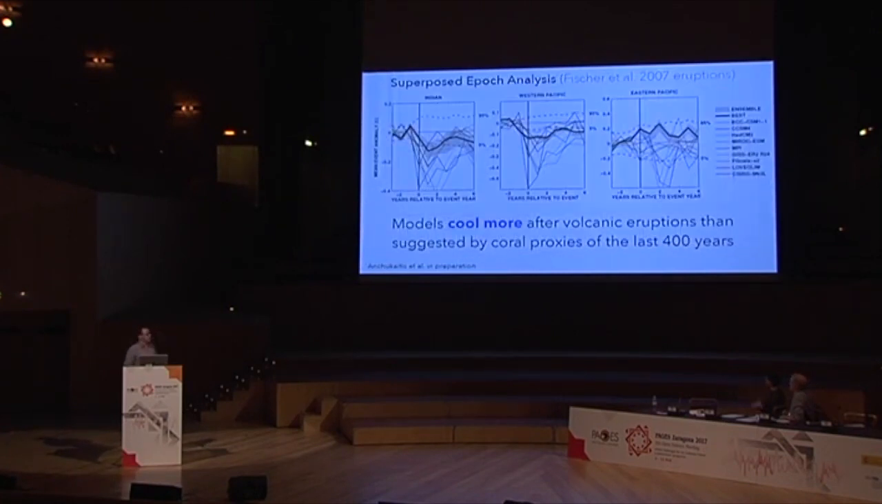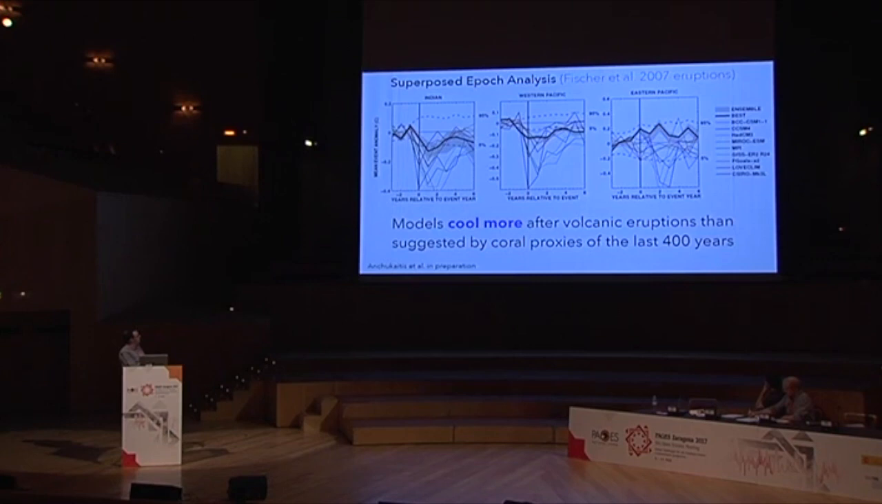We can also compare this to a set of CMIP, PMIP-3 past 1,000 eruptions. And the general picture is this, that the Indian Ocean cools, the Western Pacific cools. This cooling lasts for about a year or two, significant cooling. And then the Eastern Pacific is more ambiguous.